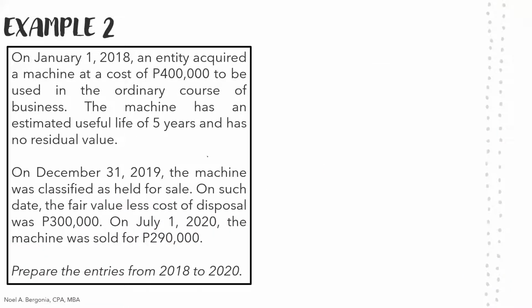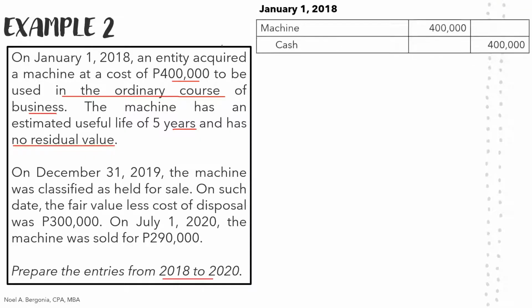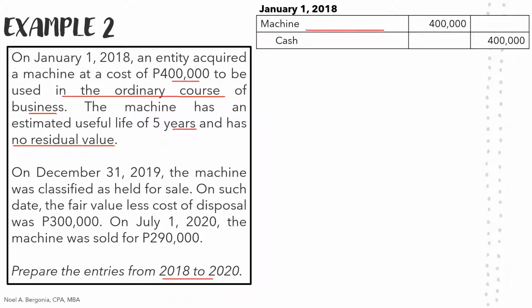Okay, so here now we are being asked again of the journal entries from 2018 to 2020. So on January 1, 2018, an entity acquired a machine at a cost of 400,000 to be used in the ordinary course of business. So that's our original cost. Then the machine has an estimated useful life of 5 years and has no residual value. So first, let's recognize on January 1, 2018. So debit machine, credit cash, 400,000. Okay, so that's the initial recognition.